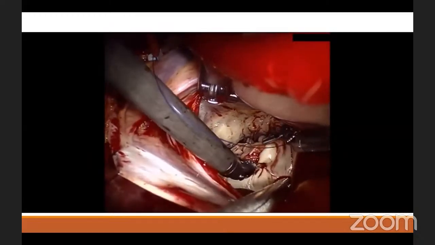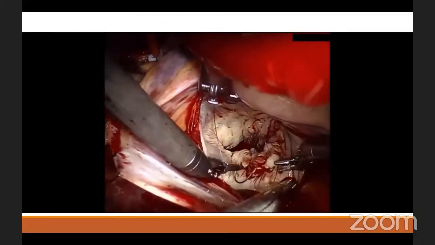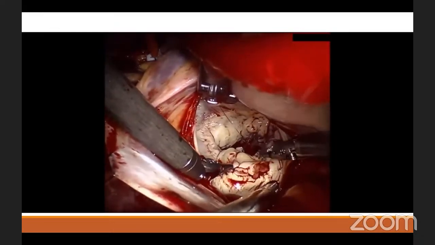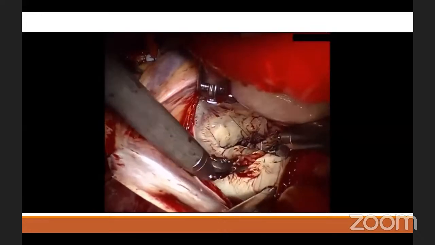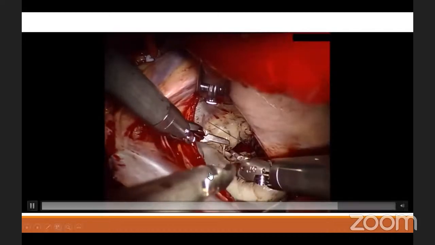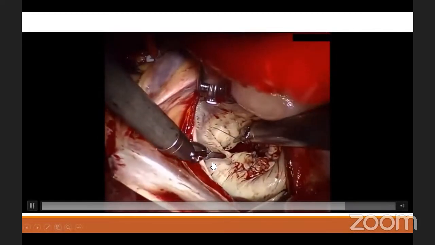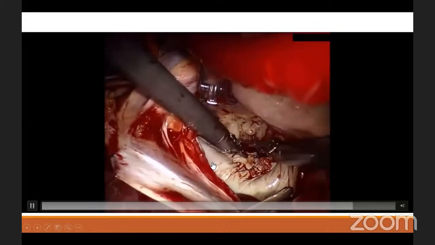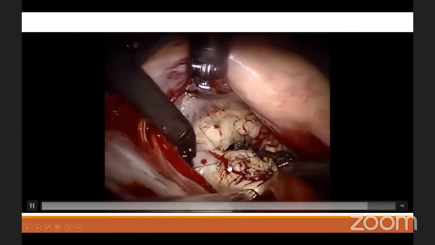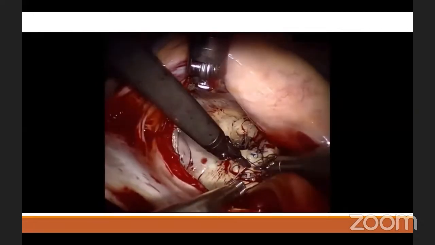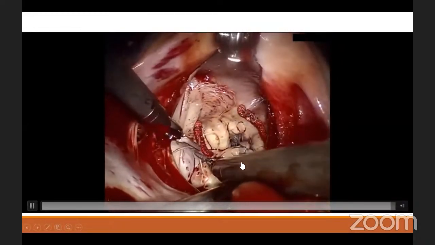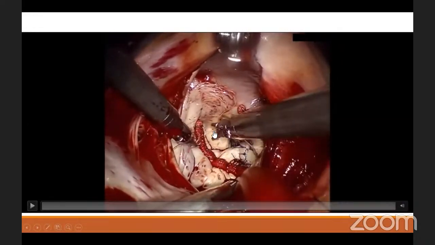Finally, when reattaching the leaflet to the annulus, the depth of each part on the leaflet will determine the extent to which the height of the posterior leaflet will reduce, which should be less than 1.5 centimeters. Okay, after that, the ring is placed and the valve is tested. Okay, this is the final result. This is the posterior leaflet and this is the anterior leaflet.